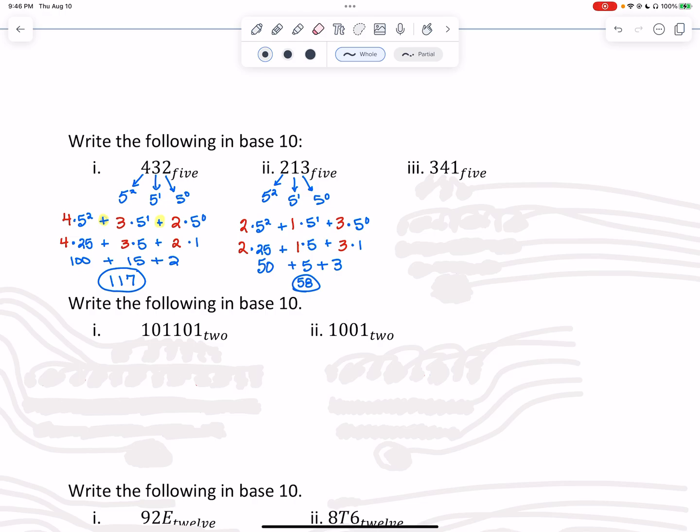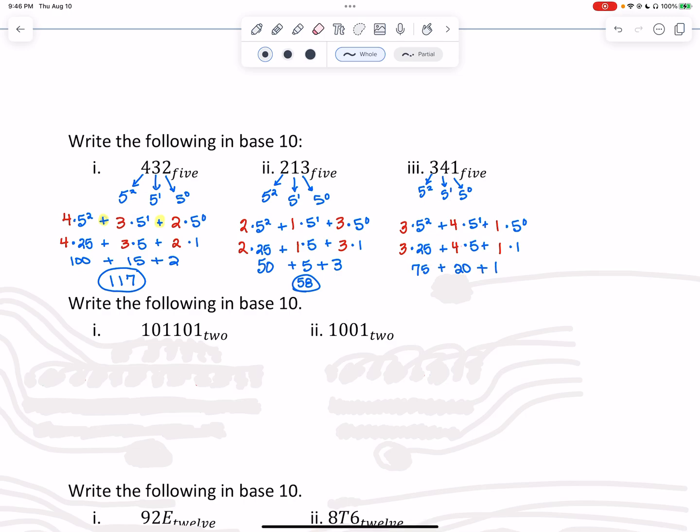All right, one more. I went ahead and wrote the 5 to the second, 5 to the first, and 5 to the 0 again. Then I put in my 3, 4, and my 1. Figure out what 5 to the second is. Then I'm going to multiply that 3 times my 25 and get 75. 4 times 5 and get 20. And 1 times 1 and get 1. So 75 and 20 and 1, that's going to be, what, 96?